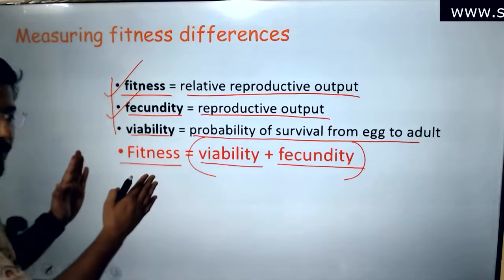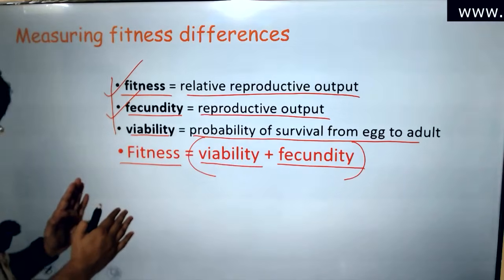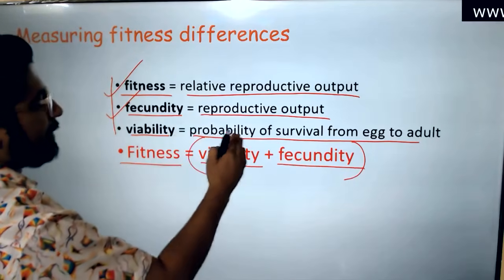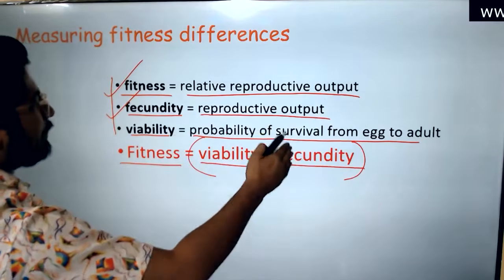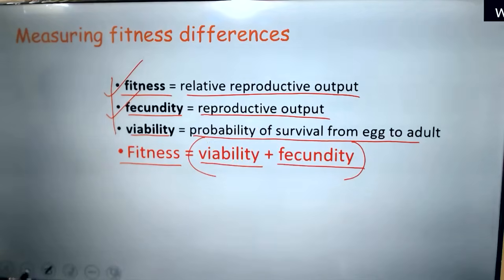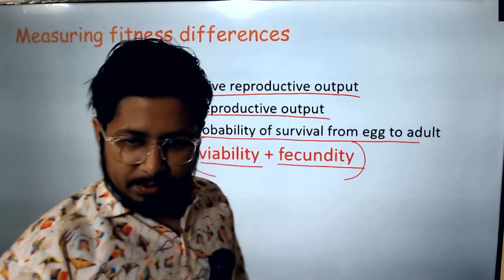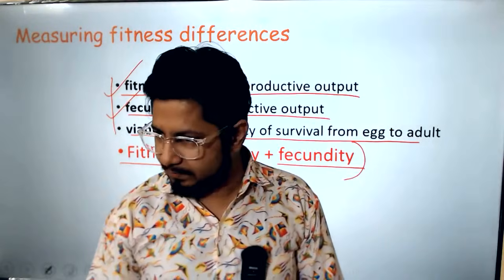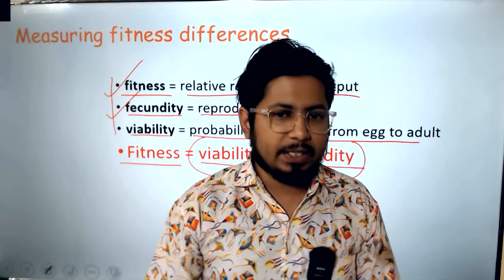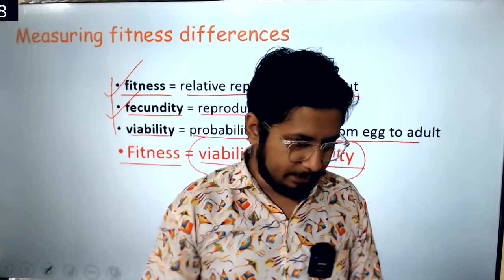Fitness can also be per capita growth rate. Same thing, equals viability plus fecundity. Viability, probability of survival from egg to the adult. Fecundity, reproductive output. Okay? Or reproductive success. So this portion you need to remember. Fitness, still fitness is very important to understand, and also Hardy-Weinberg equilibrium is very important because you'll get questions from Hardy-Weinberg or fitness.